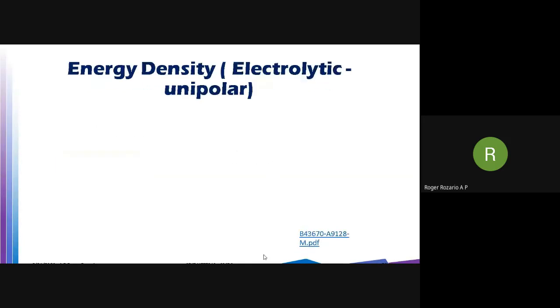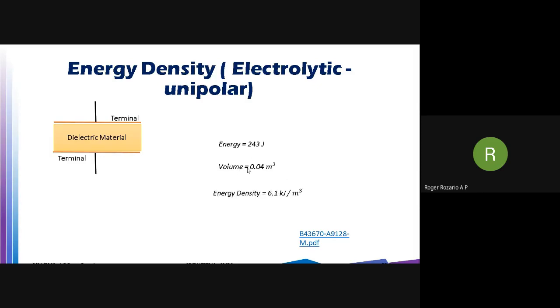Suppose you are using a unipolar electrolytic capacitor. This electrolytic capacitor can store more energy compared to bipolar capacitors. So there is one more capacitor data sheet. Please note down this data sheet number, B43670. The energy, again, you can calculate using half CV square and volume using the dimensions present in the data sheet. And if you see, it is 6.1 kilojoules per meter cube.